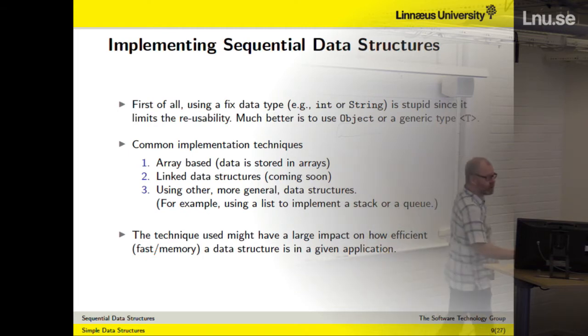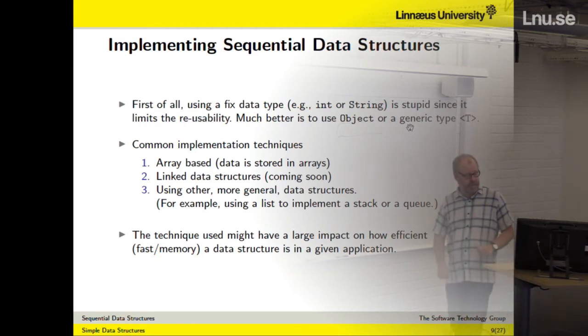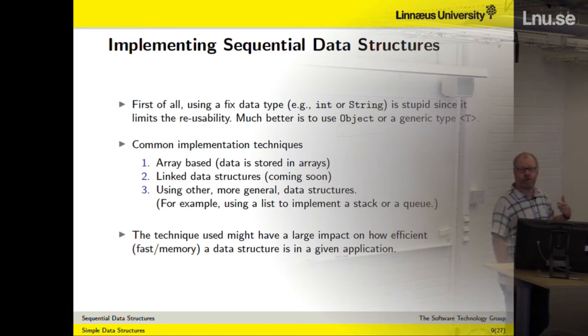So the general approach is to either use object or generic type, and nowadays they are recommending you to use the generic types. Then you can at runtime decide that this particular list that I'm creating here should store only strings.